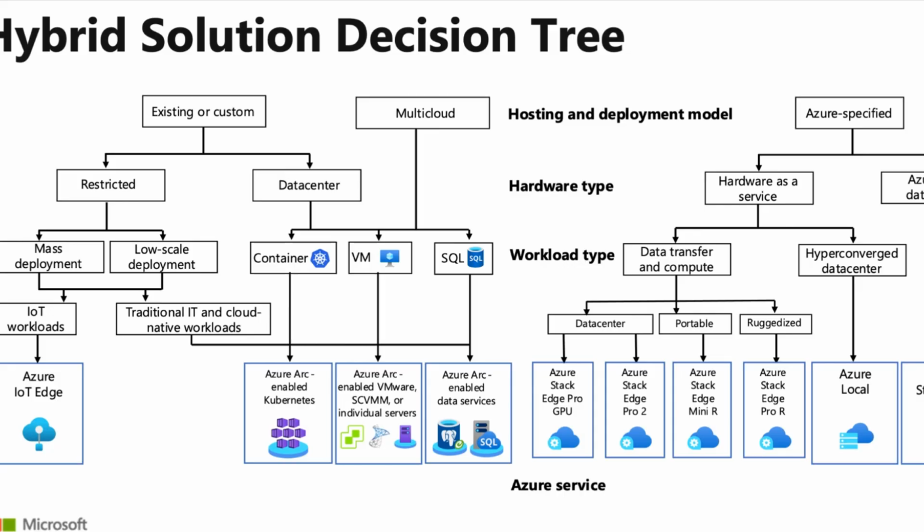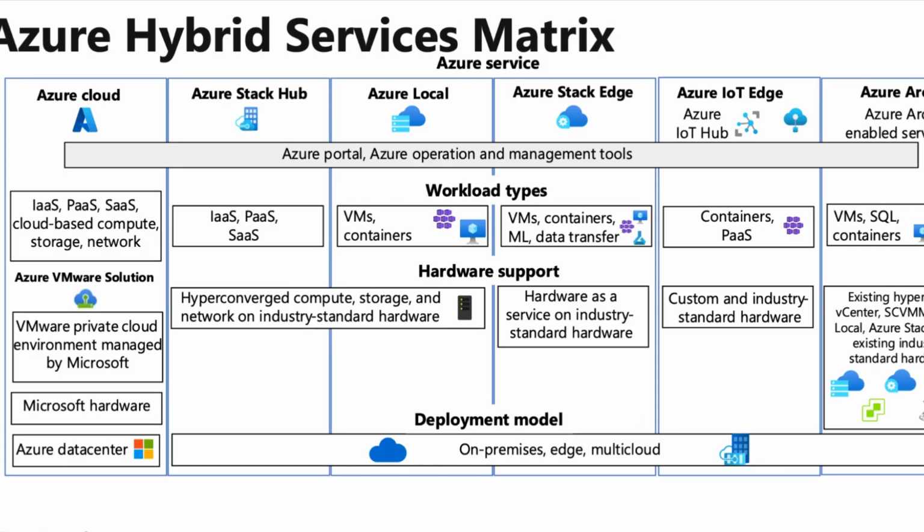Now, this is a good slide I like, which is the hybrid solution decision tree. You go through those steps. I don't want to spend a lot of time on this, but this is a pretty standard decision tree as you figure out how you're going to set up your hybrid infrastructure. And then this is another slide about the Azure Hybrid Service Matrix.